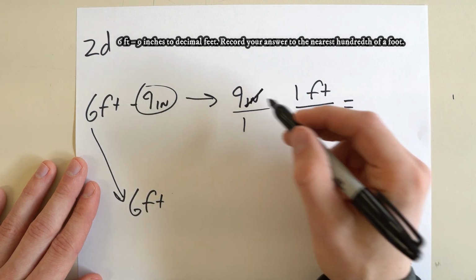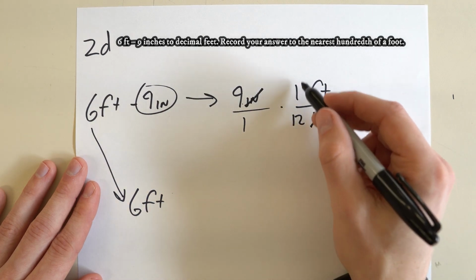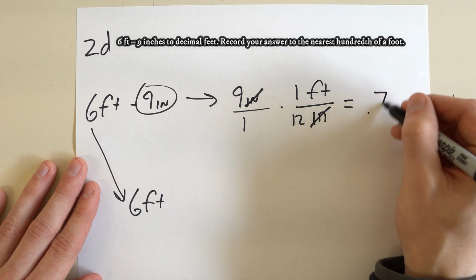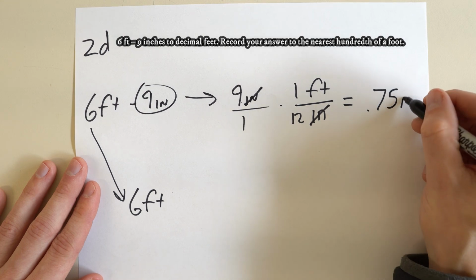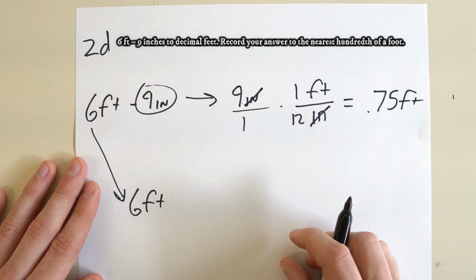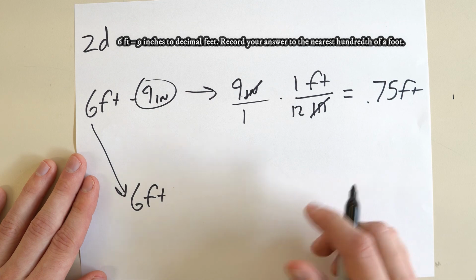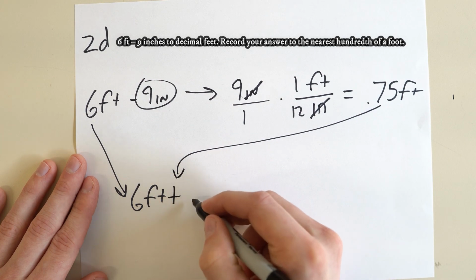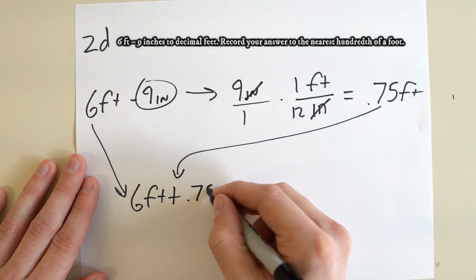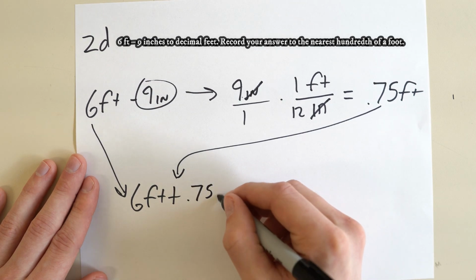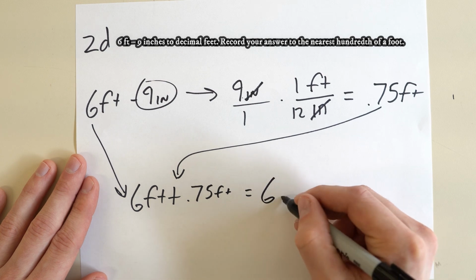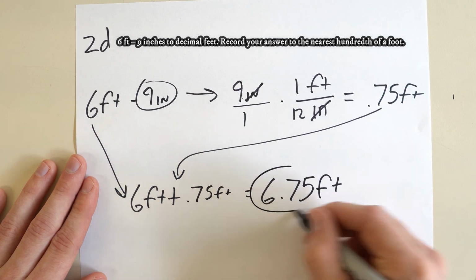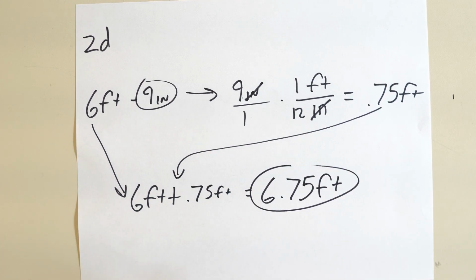So inches crosses out. 9 times 1 is 9 over 12 gives us 0.75 feet. We got 0.75 feet. That's going to come down here. I'm going to add it to my 6 feet, 0.75 feet, which will give us 6.75 feet for 2D.